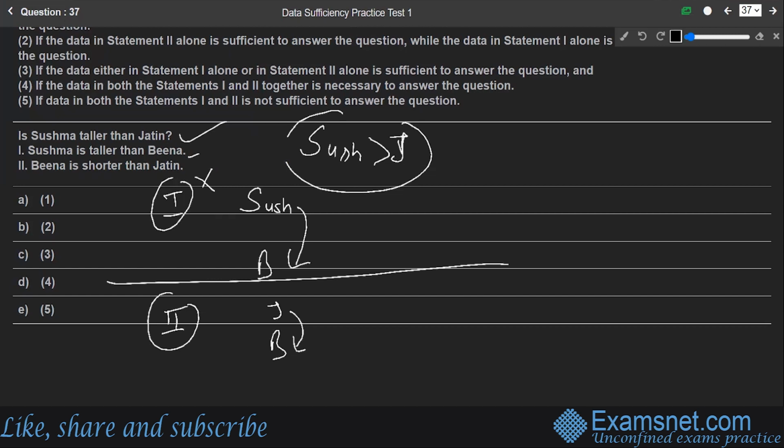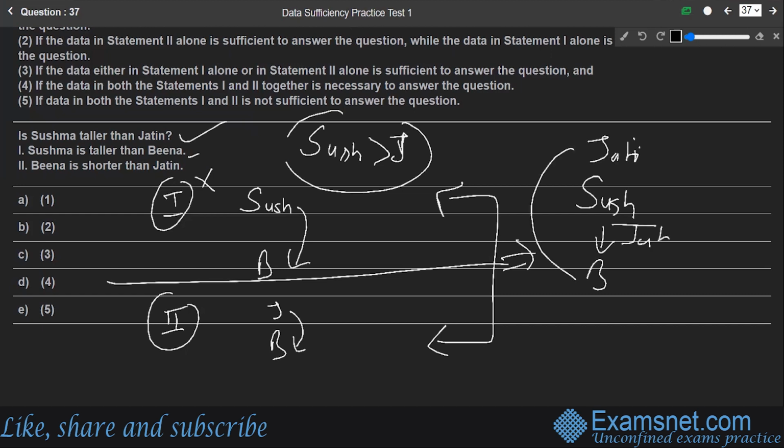What if we combine both the information together? What is the conclusion we are getting? Sushma is taller than Bina, and Jatin is also taller than Bina. But where does Jatin lie? That is not clear. Jatin can lie here also, then also he will be taller than Bina. And Jatin can lie here also, there also he will be taller than Bina. So clearly, who out of Sushma and Jatin is taller is not clear even if we combine both the information together. So clearly, option E is right: even if we combine them, the information is not sufficient to answer the question.